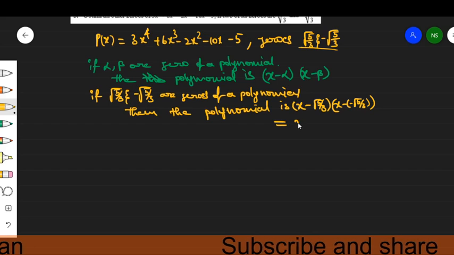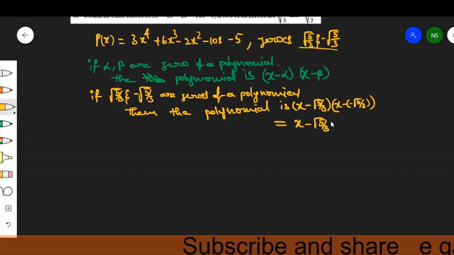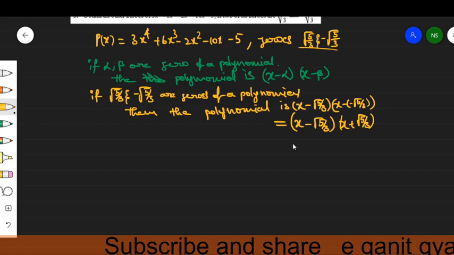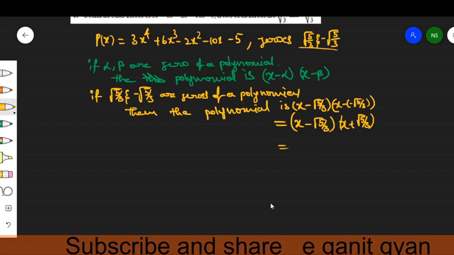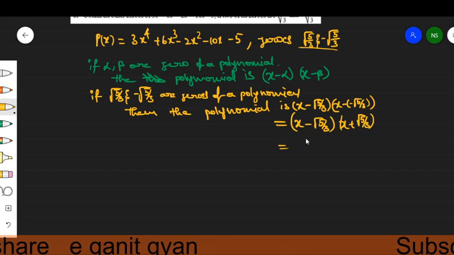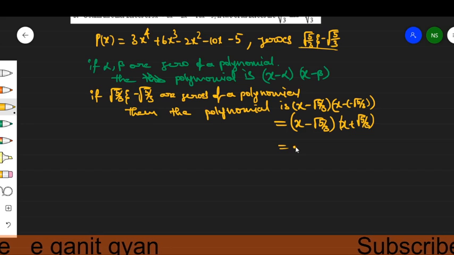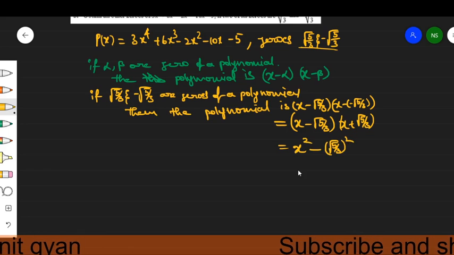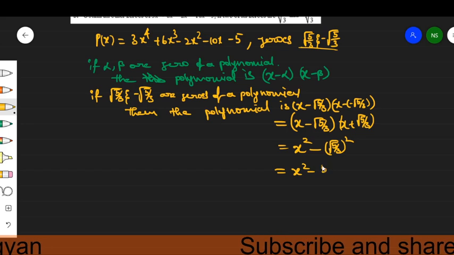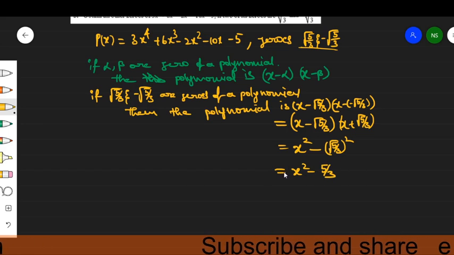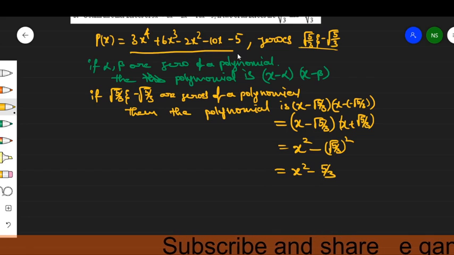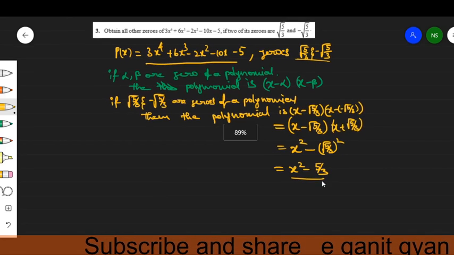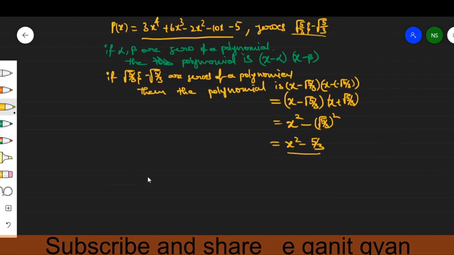How will we get this? (x − √5/3) will come into (x + √5/3), and we can use here the formula (a + b)(a − b). So if we use the (a + b)(a − b) formula, I will get x² − (√5/3)², so that I will get x² − 5/3. So I got one polynomial here. I will divide the given polynomial with this polynomial, then I will get the remaining two zeros. Yes, let us follow that procedure.